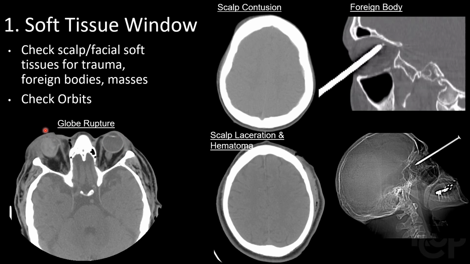Additionally, there's hyperattenuating fluid within the globe itself, which is suggestive of intraocular hemorrhage. So this person has likely had right globe trauma and rupture in addition to intraocular hemorrhage.